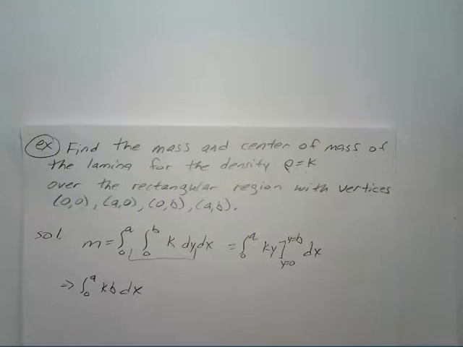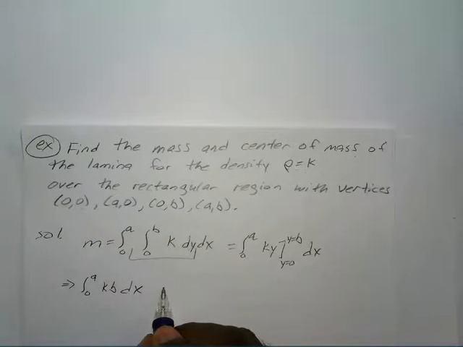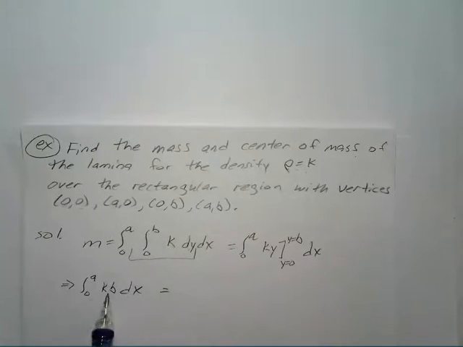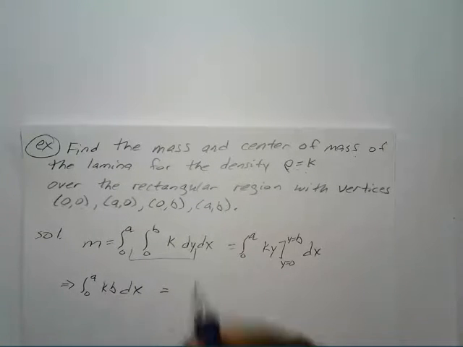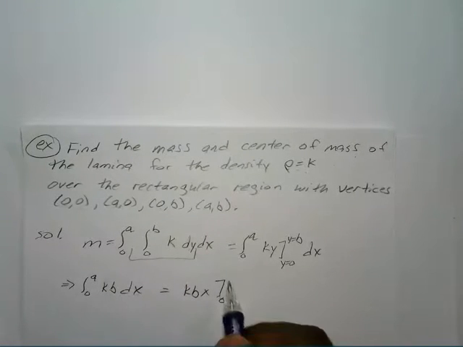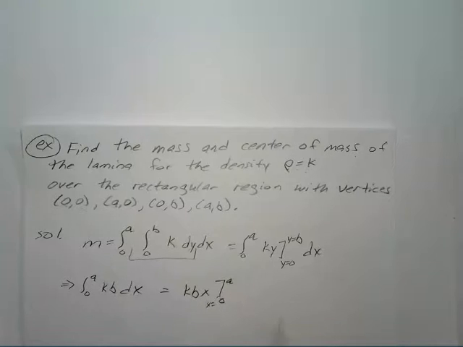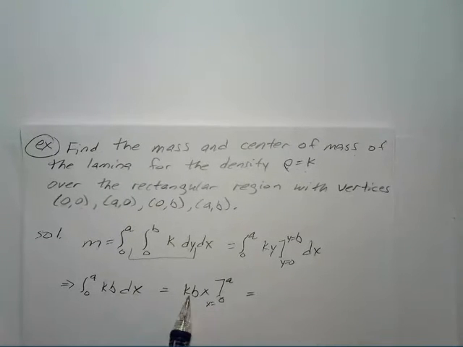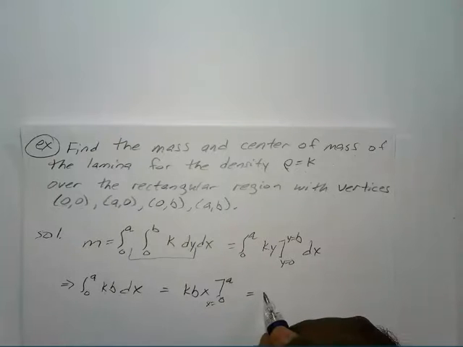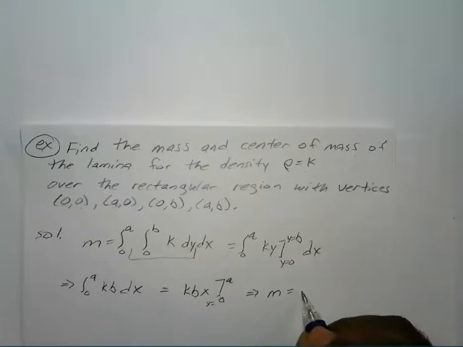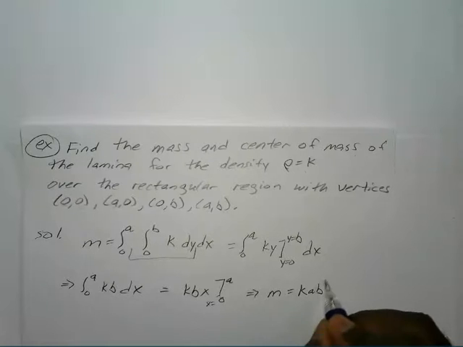Now if we go ahead and integrate this one with respect to x, of course, the k and the b are both considered constants, so that would just be kbx, from 0 to a. If we plug in x equals a, we get kba. If we plug in 0, we just get 0. So we see here that our mass is equal to kab.